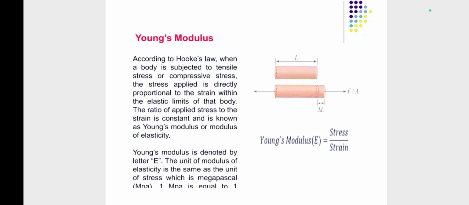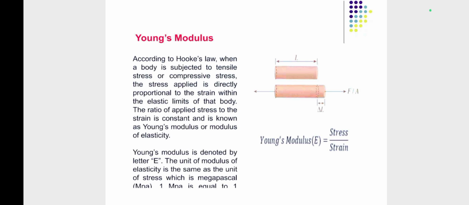So, according to Hooke's law, when a body is subjected to tensile stress or compressive stress, the stress applied is directly proportional to strain within elastic limit of the body. The ratio of applied stress to strain is constant, and that constant is known as Young's modulus of elasticity. This Young's modulus terminology is very, very important in the design field. So E for different material is different. Young's modulus is denoted by letter capital E.